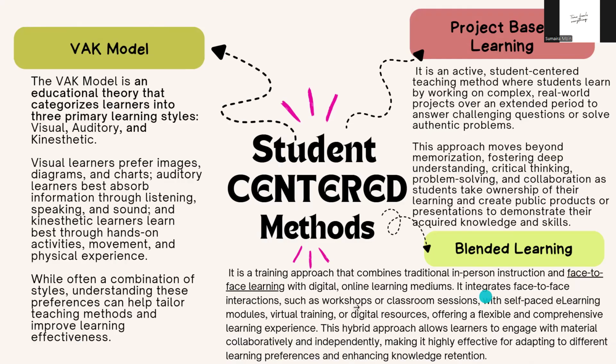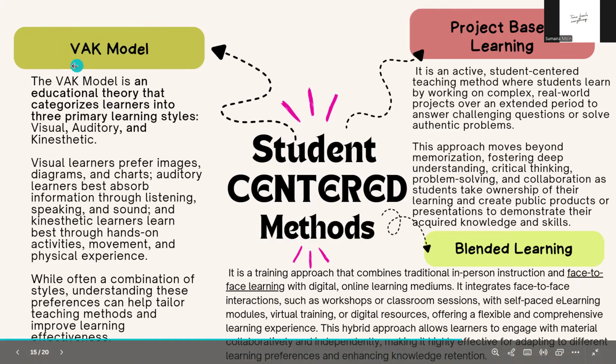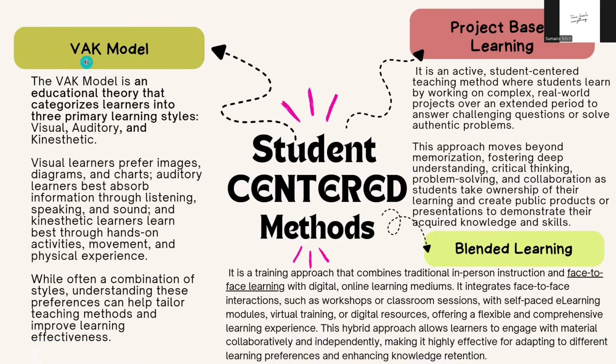Then the VAK model. So this V stands for visual, A stands for auditory, and K stands for kinesthetic model. So not every child is equal. Not every child learns in the same manner. We have different mixed ability students in our classes. Some learn by seeing something, some learn by listening to something, and even some of the students learn by doing something. So this VAK model is all about that.